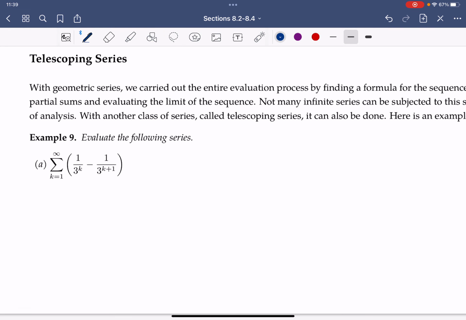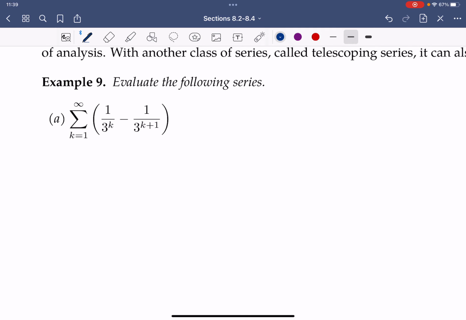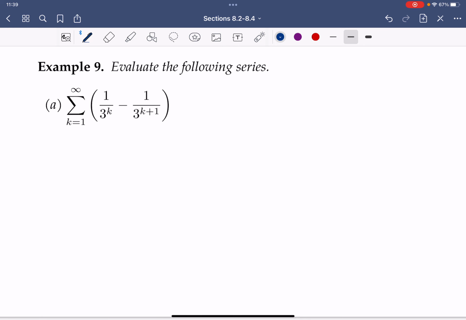Get ready. So I just want to do maybe 2 more pages and then we're gonna stop for today. So example 9. Let's start by looking at the following series: summation from k equal to 1 to infinity of 1 over 3 to the k minus 1 over 3 to the k plus 1.